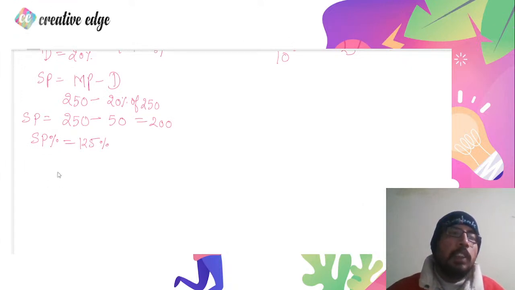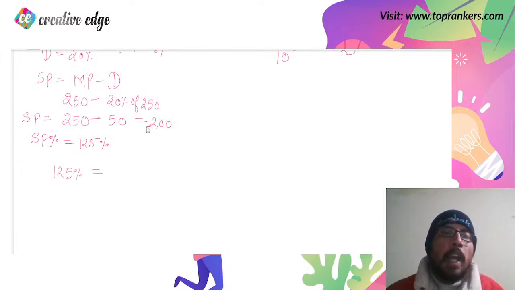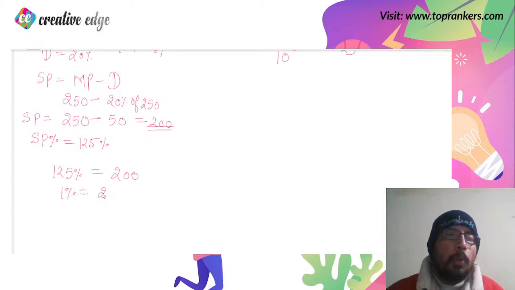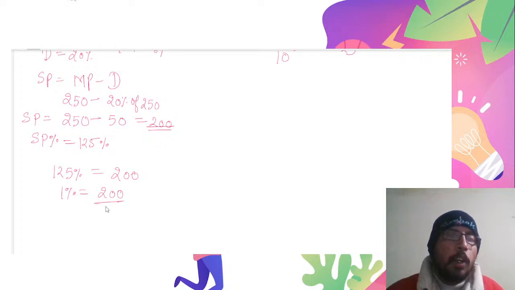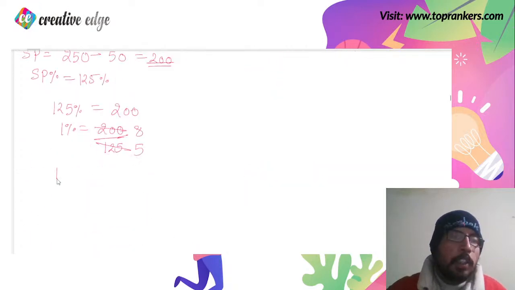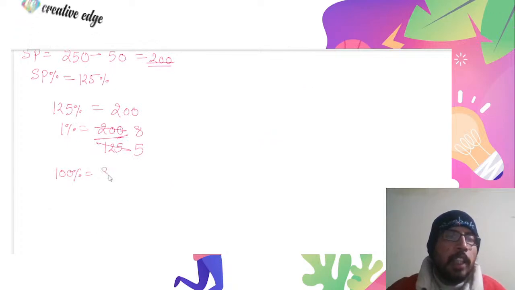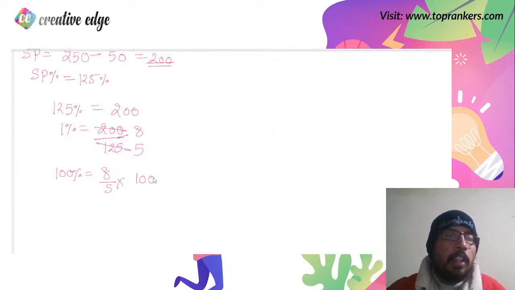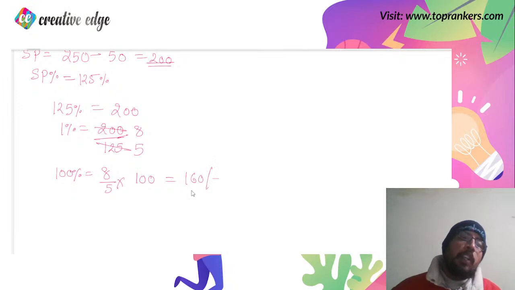That means 125%. So 125%, this is the selling price percent, should be equal to the actual selling price, that is 200. So 1% should be equal to 200 upon 125. So I should be cancelling it, 25 5 times, 25 8 times. Now I should be finding what I have to find, cost price. So cost price should be 100%, that is 8 by 5 into 100, that is 160 rupees. This is how we calculate our cost price in such type of question.